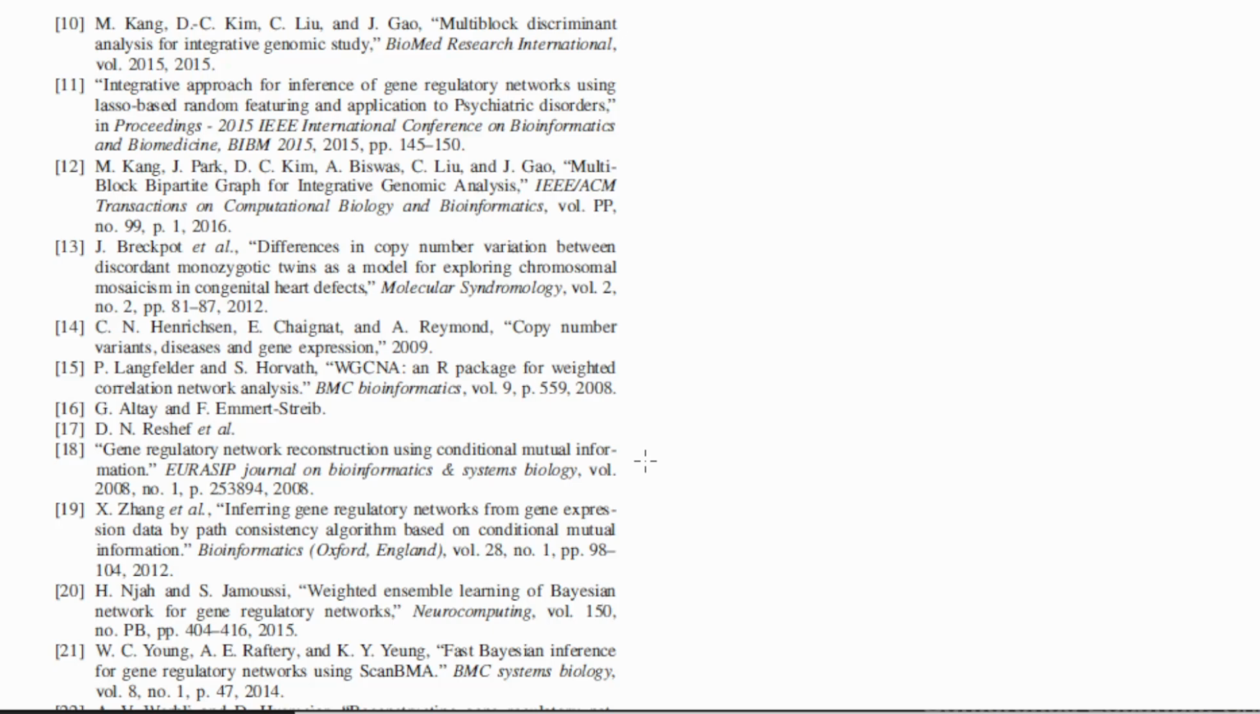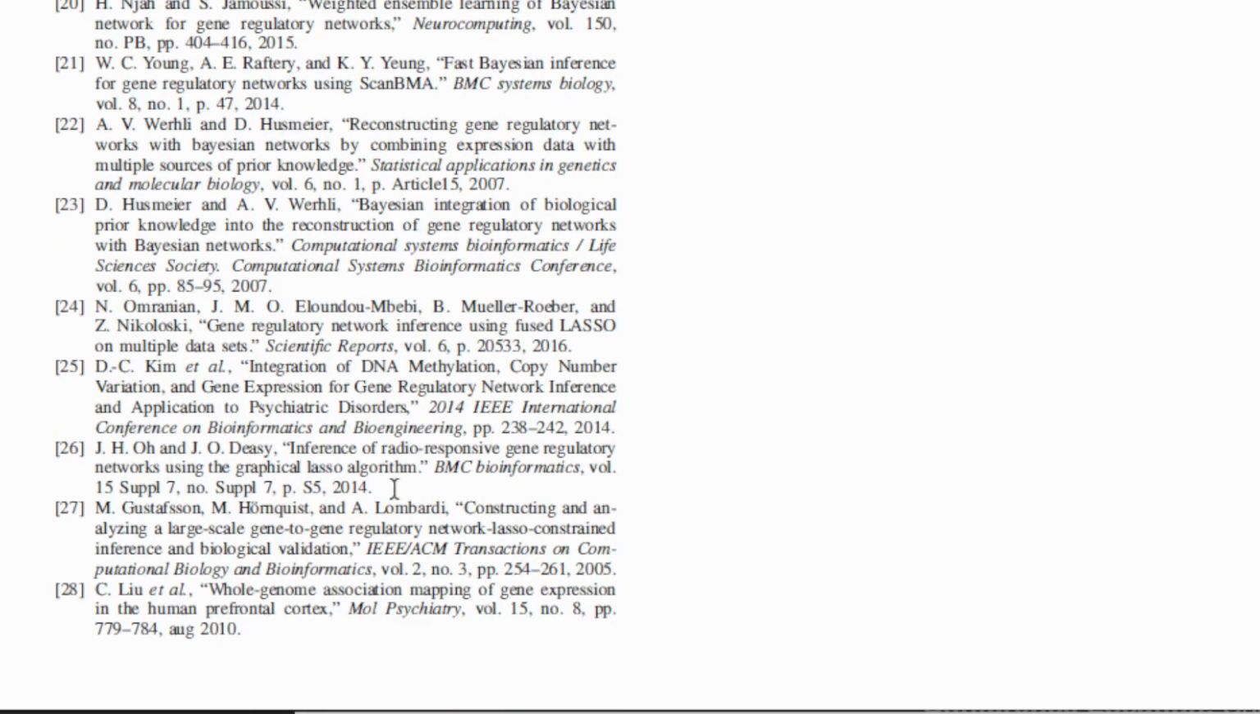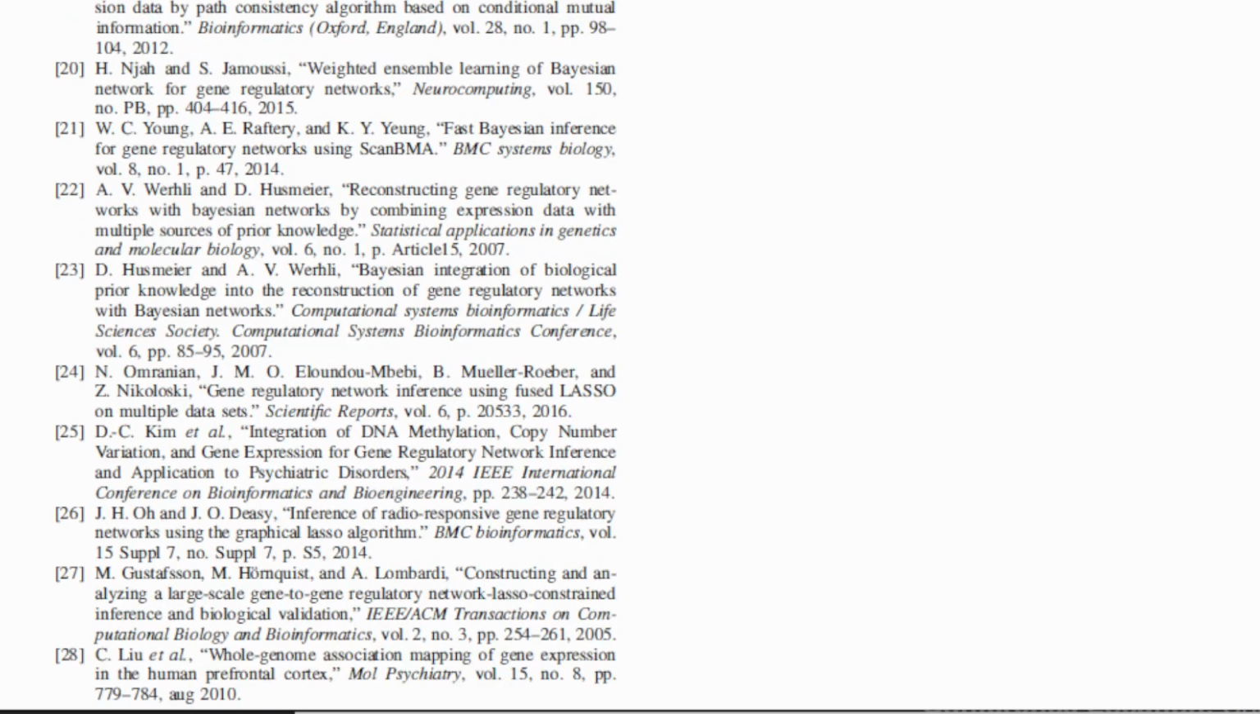47, 2014. 22. A. V. Worley and D. Husmayer, Reconstructing Gene Regulatory Networks with Bayesian Networks by Combining Expression Data with Multiple Sources of Prior Knowledge. Statistical Applications in Genetics and Molecular Biology, Volume 6, Number 1, p. Article 5, 2007. 23. D. Husmayer and A. B. Were 2. Bayesian Integration of Biological Prior Knowledge into the Reconstruction of Gene Regulatory Networks with Bayesian Networks. Computational Systems Bioinformatics I Life Sciences Society. Computational Systems Bioinformatics Conference, Volume 6, pages 85 to 95, 2007.